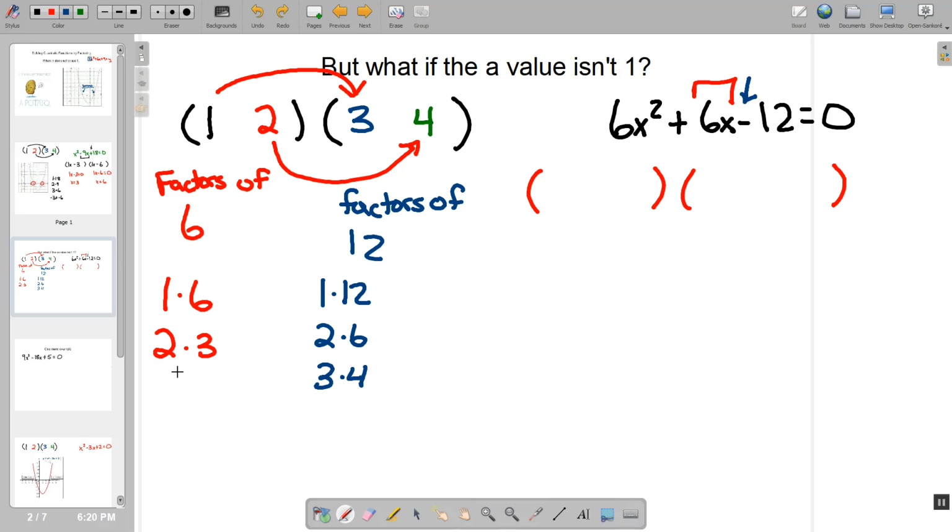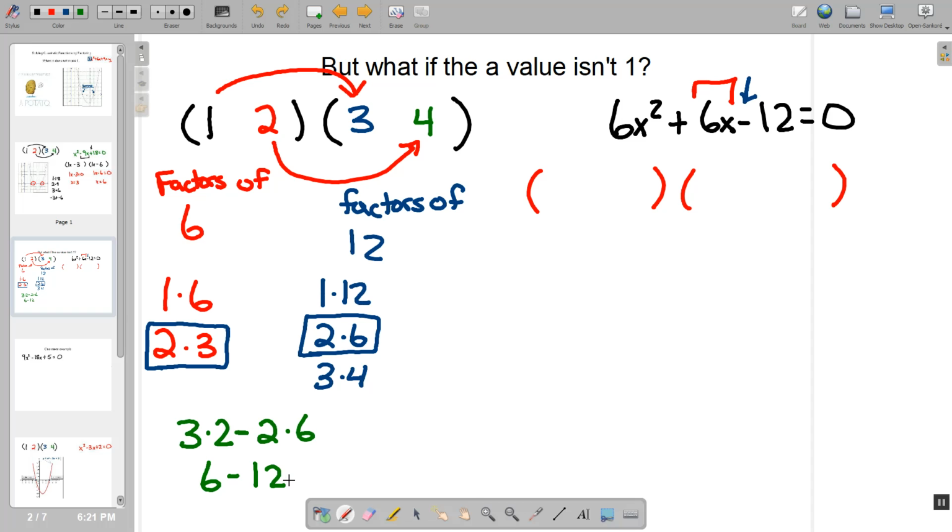So for example, if I wanted to do this pair times this pair here, I could do 3 times 2, like this, and I could do 2 times 6, and we would want to subtract, and we're trying to create a positive 6. In this case, we would get 6 minus 12, which is a negative 6, so it does not work.